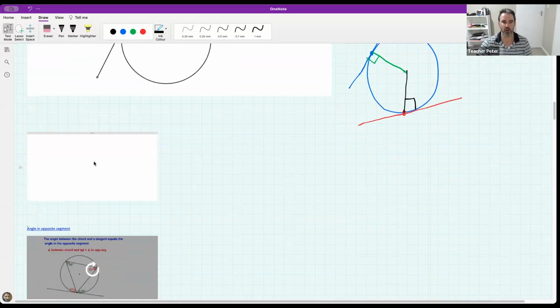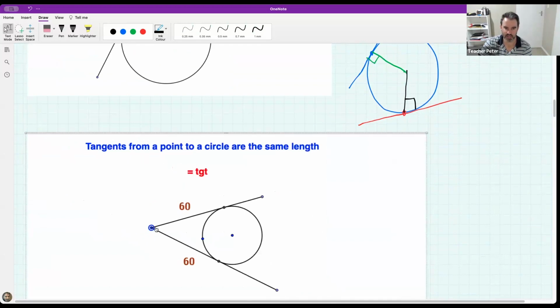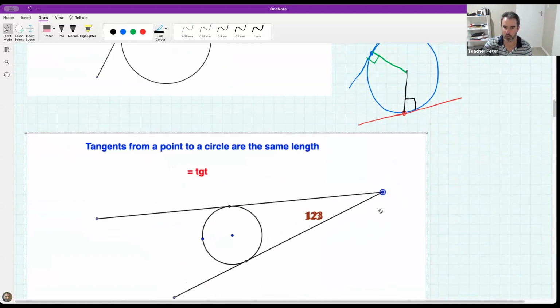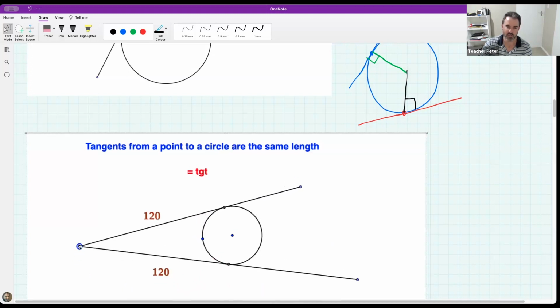Then we've got the tangents from a common point. Let me make this a little bit bigger so you can see. What do you notice about this? I'm going to have some fun. So I move the common point closer, but the points of tangency aren't moving. But I can also move the points of tangency and the common point. What do you notice about the distance from the common point to the point of tangency?